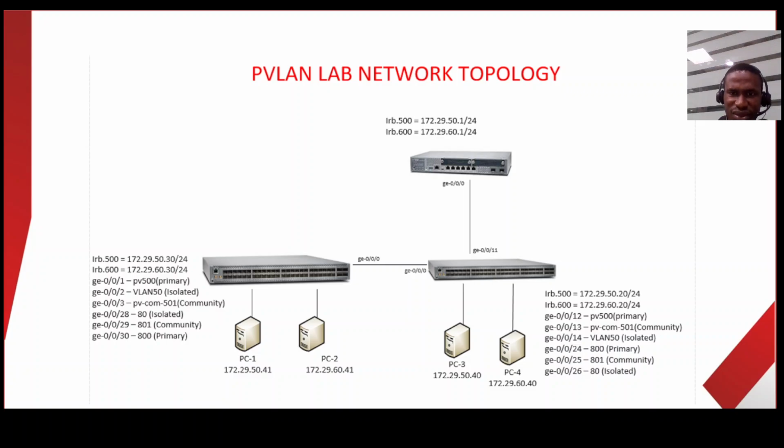So that is that. However, if there's an IRB interface on this switch, let's say IRB.500, which is referencing the primary VLAN, that will be the Promiscuous port. You see that interface can ping any of the systems, even the systems referencing the isolated VLAN. And there's also the concept of an inter-switch link.